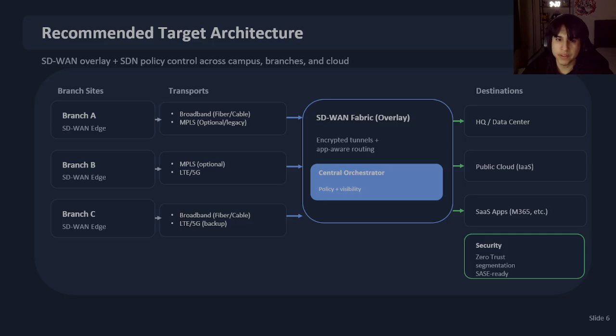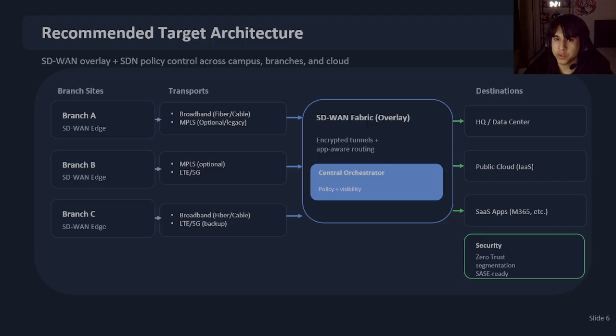In the middle is the SD-WAN fabric. This is the overlay network. Software builds secure tunnels on top of the underlying ISP links. It handles encrypted connectivity and intelligent routing decisions. The orchestrator is the control layer. This is where IT defines rules once, like which apps get priority, how segmentation works, and what failover behavior looks like. It then pushes those policies across every single site.